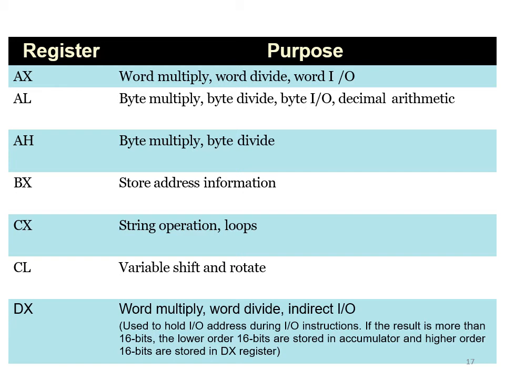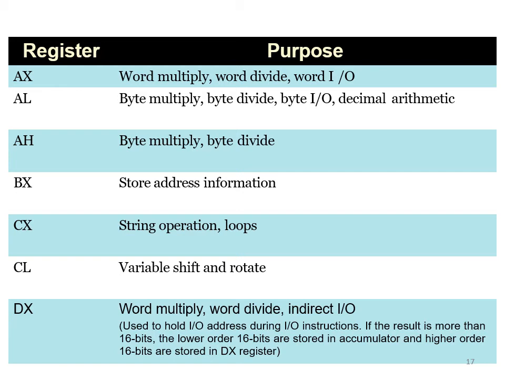If it is word multiplication, if you have to read a word from an input device, or write word data into an output device, you can go for the AX register. And the BX register is mainly used to store the offset address information. So the BIU will take up this offset address, do the address summation, and calculate the physical effective address to take or write something into the memory.